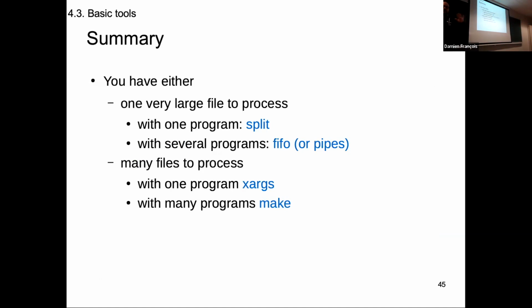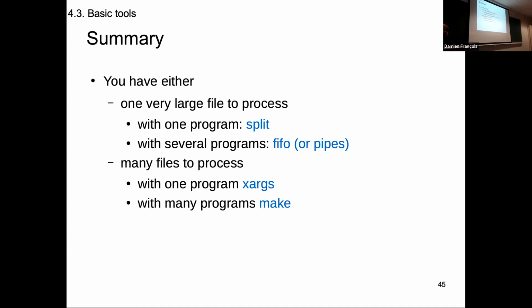So we've seen in those slides how to deal with very large files with one program. You can split it with several programs. You can use FIFO, the type of file which has the specificity that you can write and read at the same time in it. You can do the same with pipes, so Linux pipes. If your program is designed to read or write to standard input and standard output, you can do the same chaining and pipelining with pipes rather than with FIFO files.